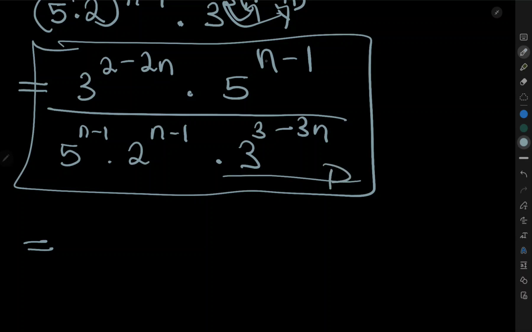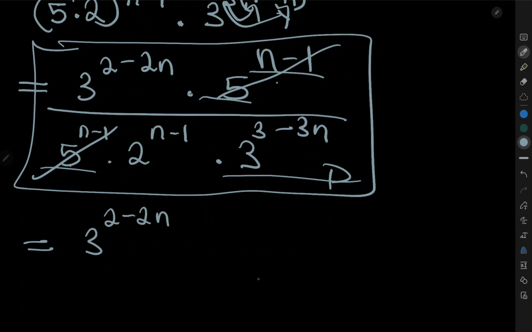I know that there's 3 here, and I'll solve it accordingly. But when I look at 5 to the power of n minus 1, when I look at this value here, I see that it's the same as this one. And since obviously this one exists in the numerator and the other one exists at the denominator, they can always cancel out, right? So those two cancel out, and what I have remaining at the numerator is 3 to the power of 2 minus 2n.